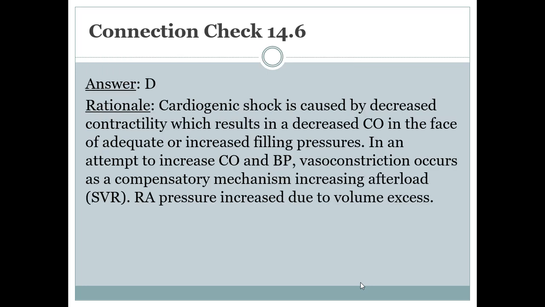So the answer is B. Cardiogenic shock is caused by decreased contractility, which results in a decreased cardiac output in the face of adequate or increased filling pressures. In an attempt to increase cardiac output and blood pressure, vasoconstriction occurs as a compensatory mechanism, increasing afterload, the SVR, which is the systemic vascular resistance, so it's going to increase that. You'll have right atrial pressure, which will be increased due to the volume excess.